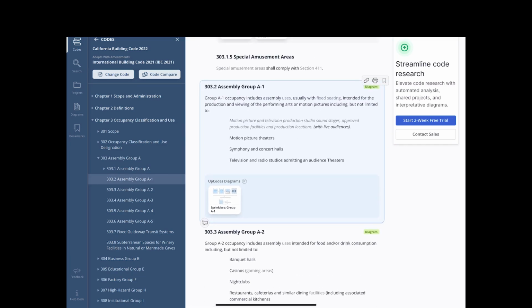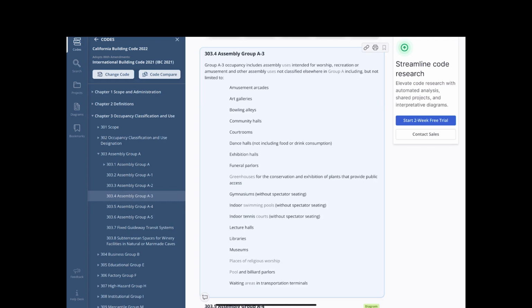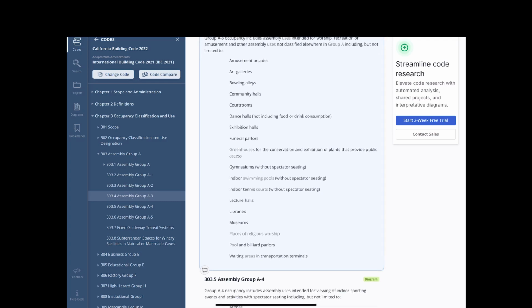A1 says motion picture, television, concert halls. Nope, that's not it. Let's go to A2. This is more for food and drink consumption. That's definitely not a lecture hall. Let's go to A3. Okay, so this says uses intended for worship, recreation, amusement, and other assembly that's not classified anywhere else. Let's look through this list. There's amusement, art galleries, lecture halls right there. It says it right there, lecture halls under group A3, so that's what it is.